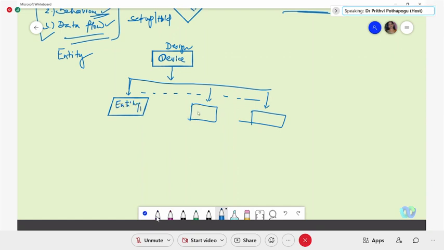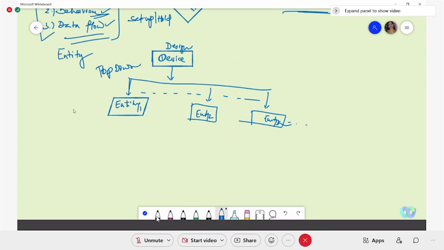Entity 1, entity 2, entity 3, and so on, entity n. This can be of any complexity. It can be as simple as a logic gate, or a complex design. We are taking this as top down now.